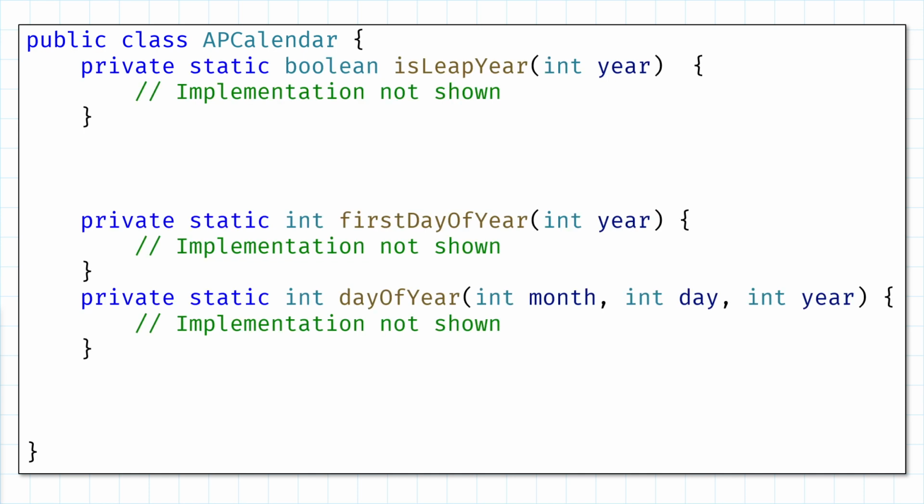So let's start by looking at what we're given in the problem. Everything we'll be writing is in this class, APCalendar. And we're given three support methods with implementation not shown in the method body. When you see implementation not shown on a free response question, it's a huge hint that you should be calling these methods as part of your solution.